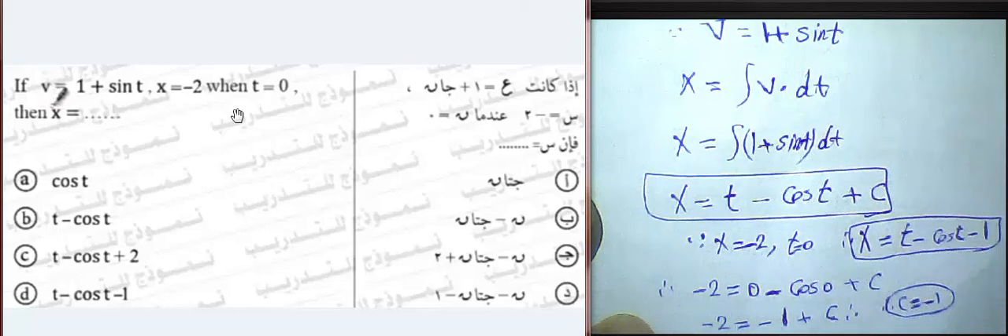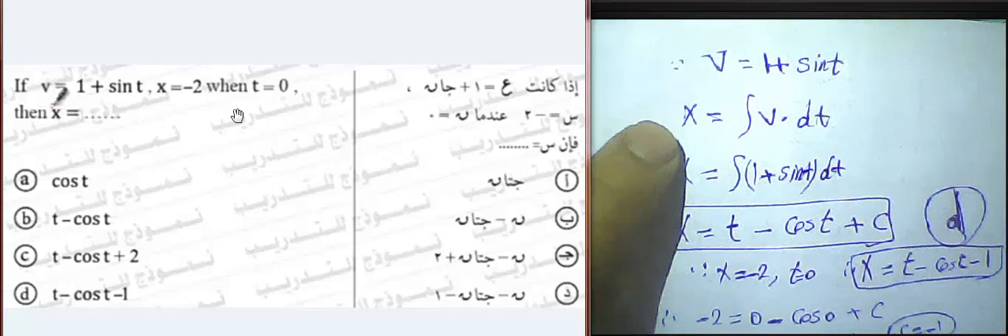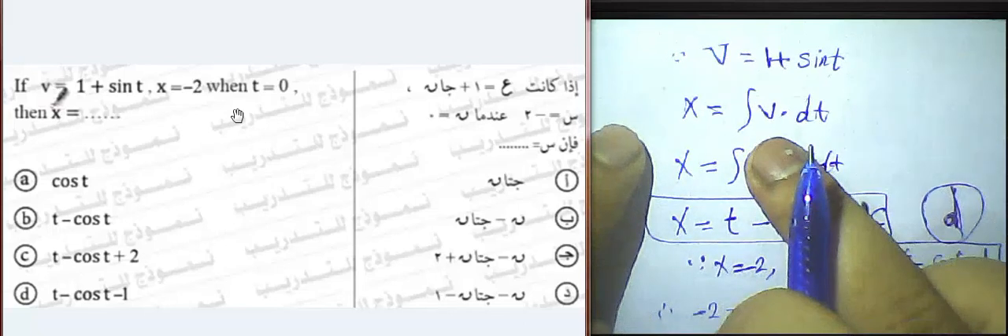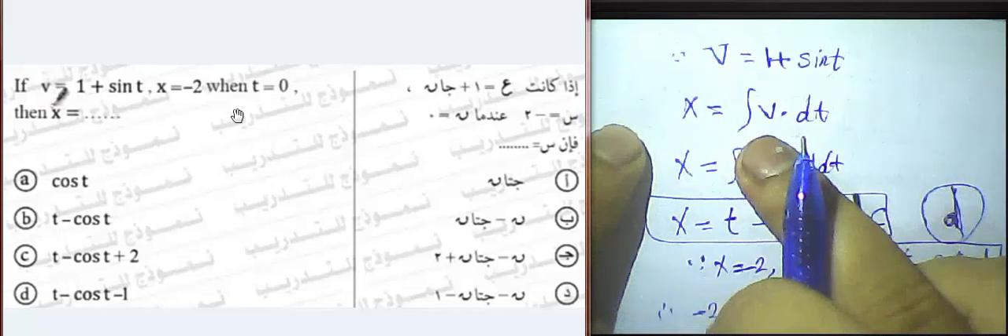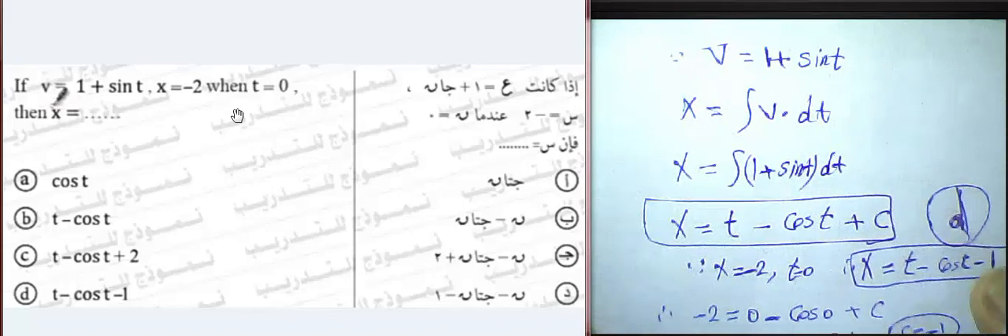You must choose letter D. Understood? You must know this relation between x and velocity: x equals the integral of v dt. So the result will be letter D.